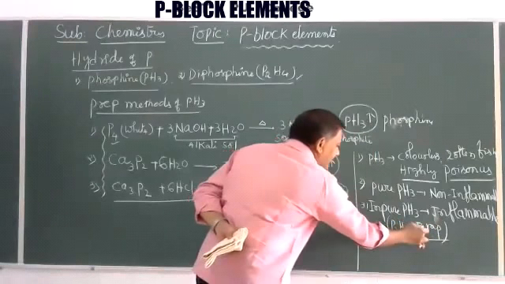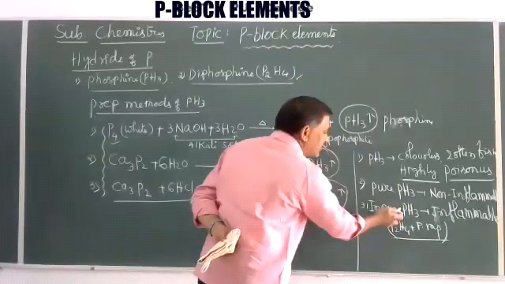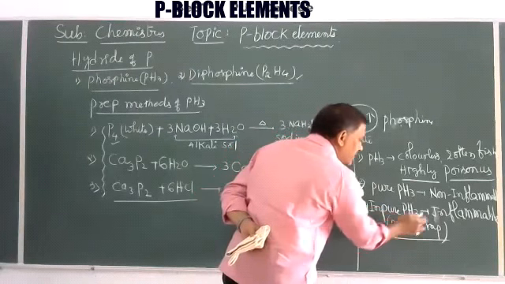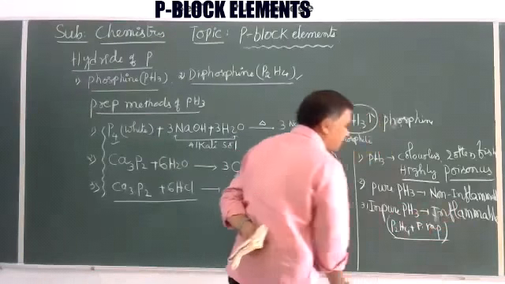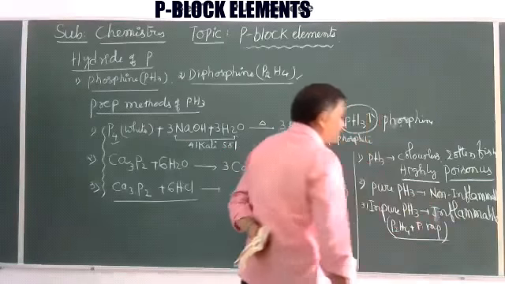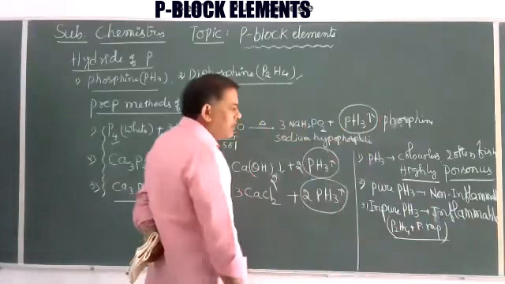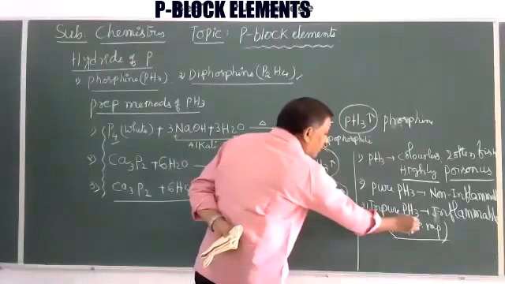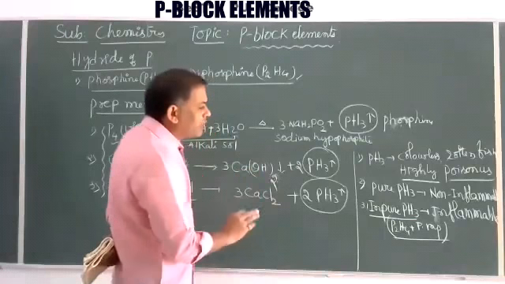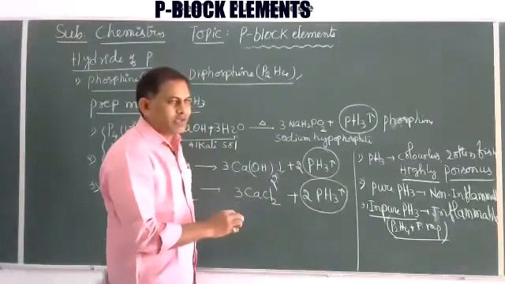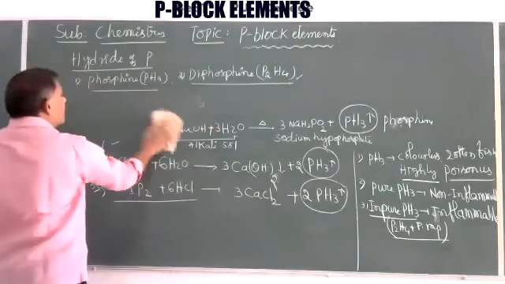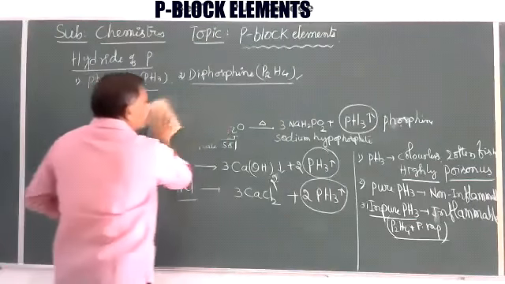Diphosphine and phosphorus vapors are mixed with this phosphine, which makes it impure. That impure phosphine is inflammable in nature. If it is pure, it is non-inflammable in nature. Very, very important. So the impure phosphine is purified by using iodosin bromide or iodosin iodide. I'll explain how to purify the obtained impure phosphine.